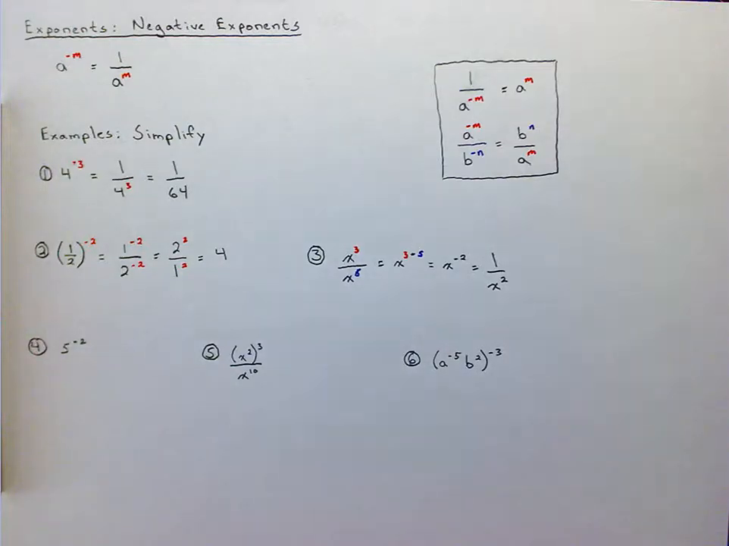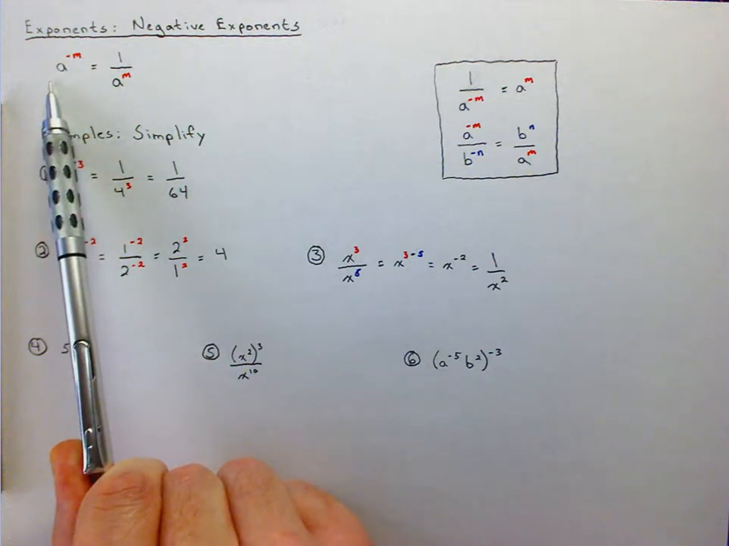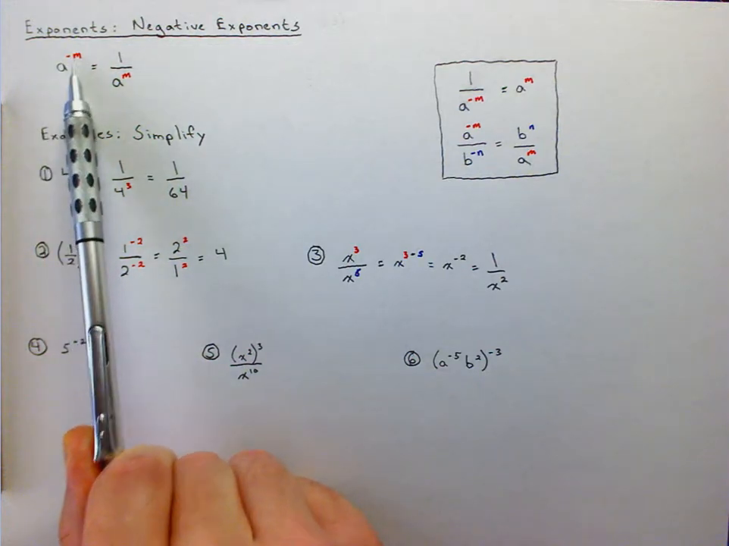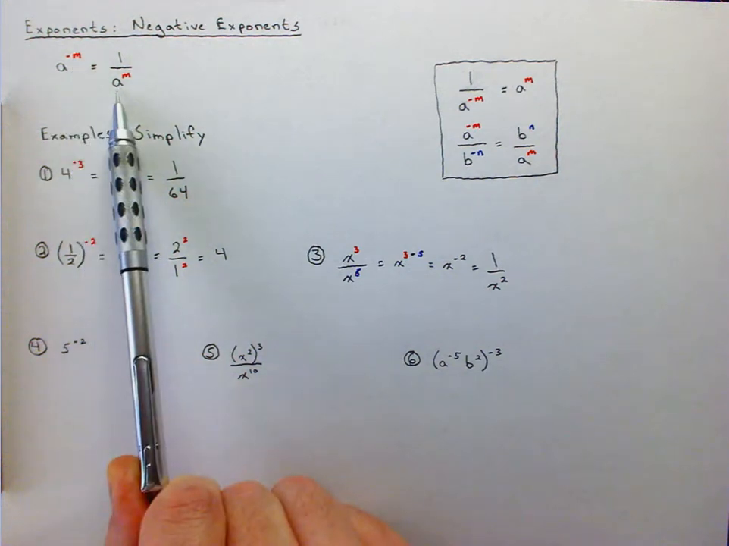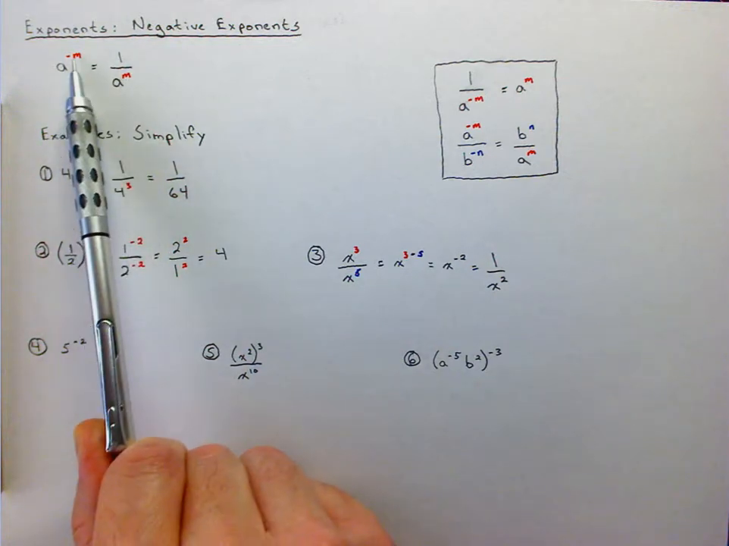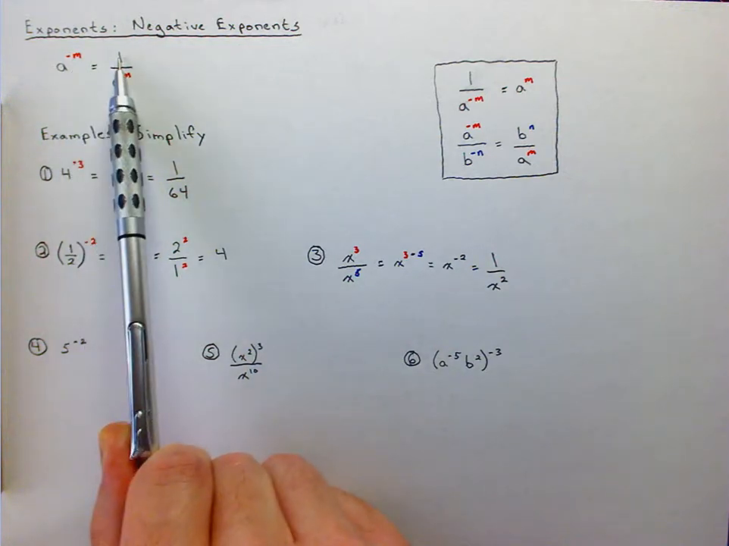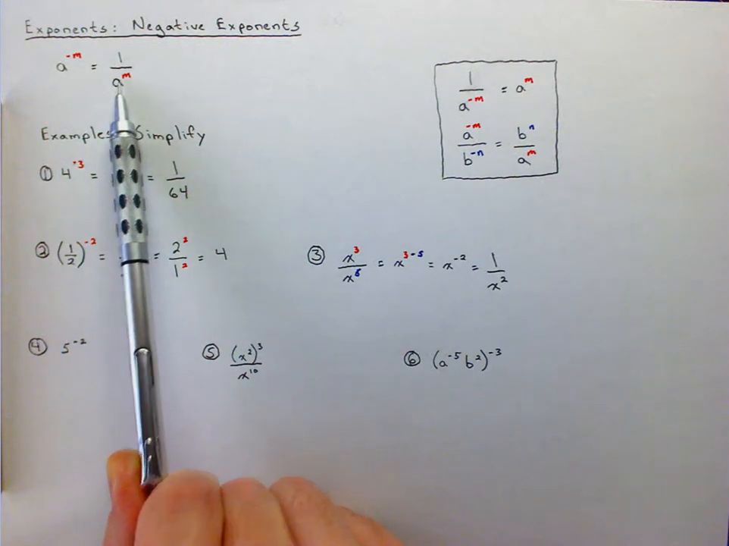Hello everybody. We are going to talk about negative exponents and how to view a negative exponent. For instance, I have a to the negative m. I simply take that base and that negative exponent and I transfer it to a denominator. I make a quotient. So a to the negative m turns into 1 over a to the m. Now my exponent is positive once I move it down to the denominator.